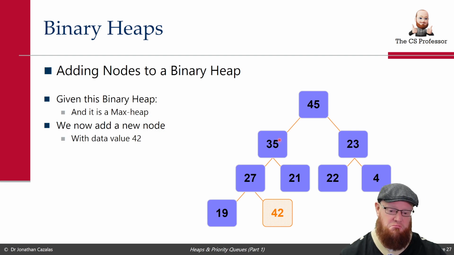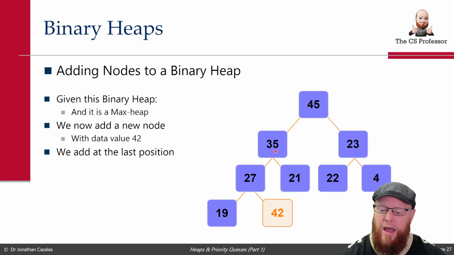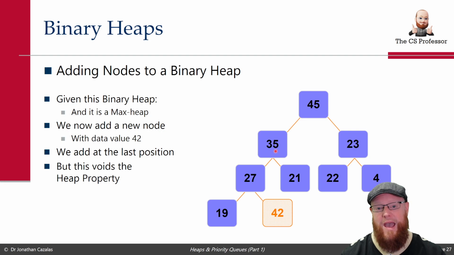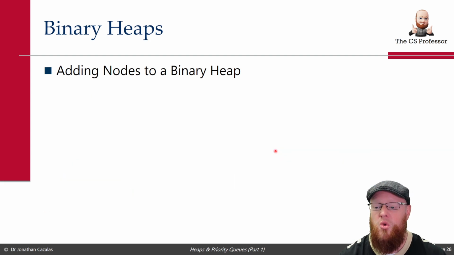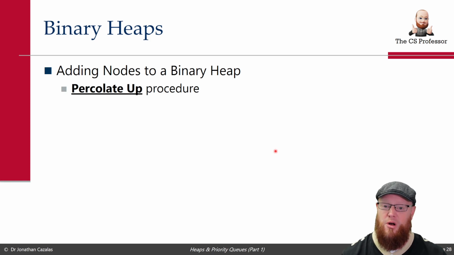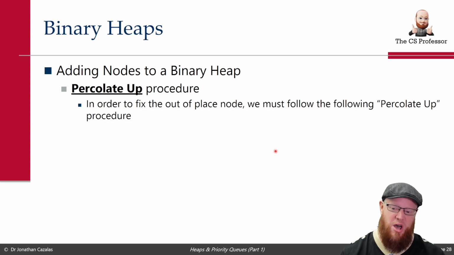Well, if you look here, that's not true. 42 is bigger than 27. Frankly, it's bigger than 35. We no longer have a heap when we added this new node at that last position. What do we do? We have to fix it. It's called percolate up, or percolation upwards.